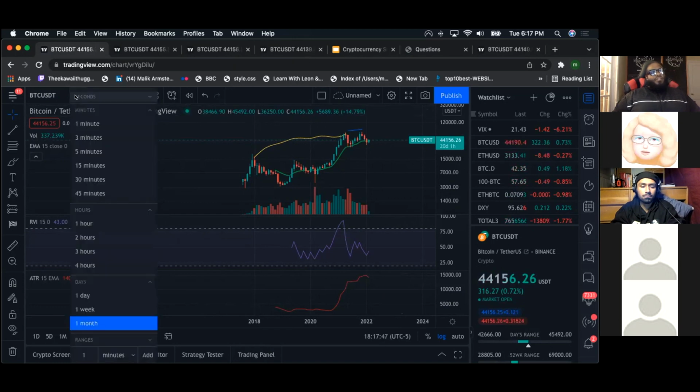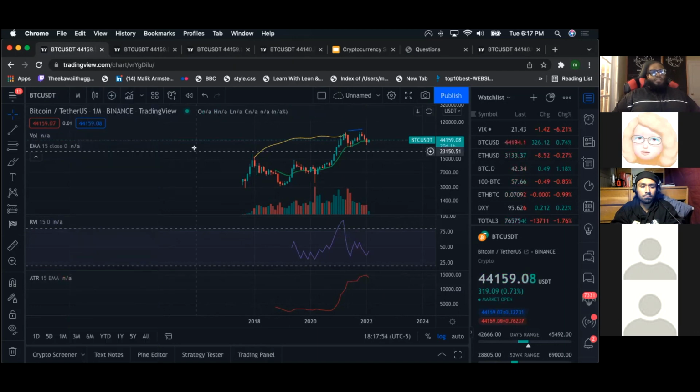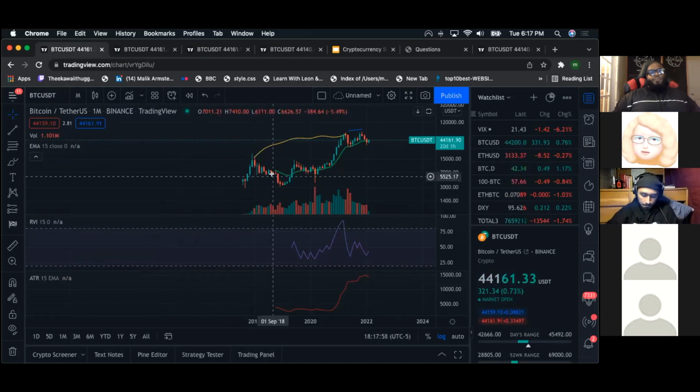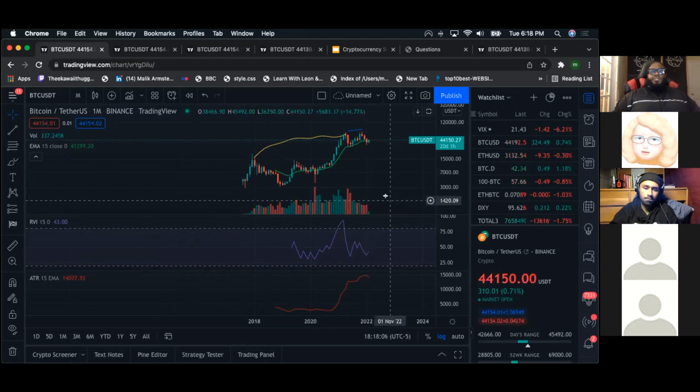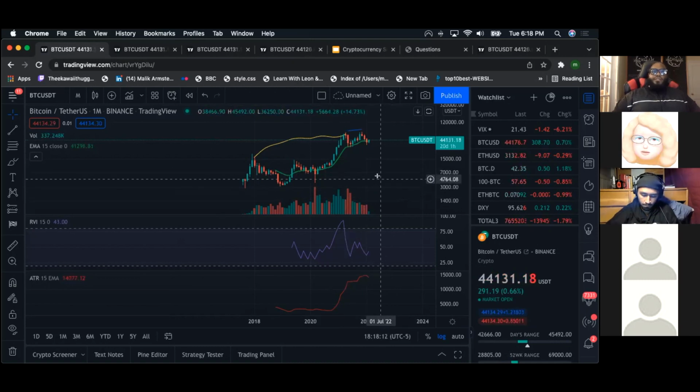Up here, I put in monthly. These are all the different time frames that you can utilize, and I selected monthly. Each one of these candles represents a month, from 2018 to February 2022, which is right here. Now if you look at these candles, excluding the green line, we'll talk about that later.